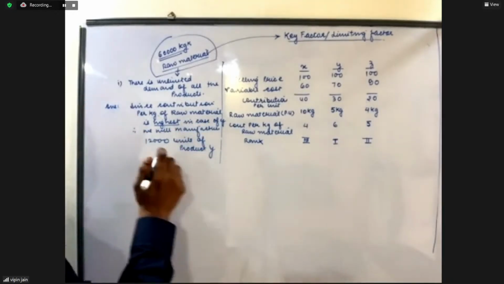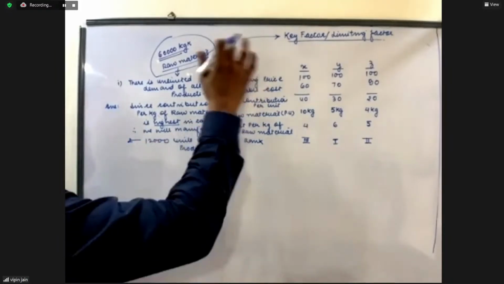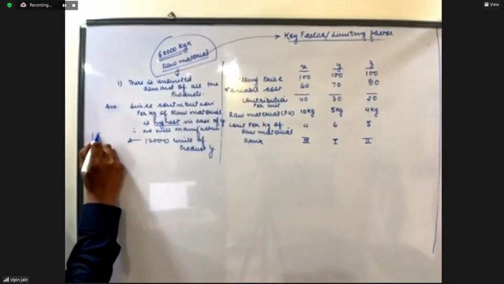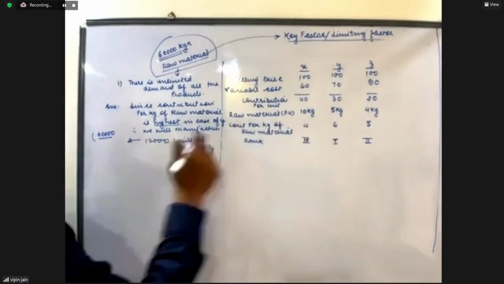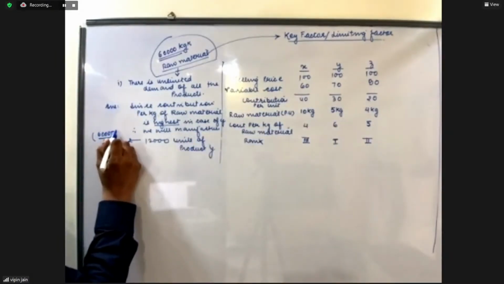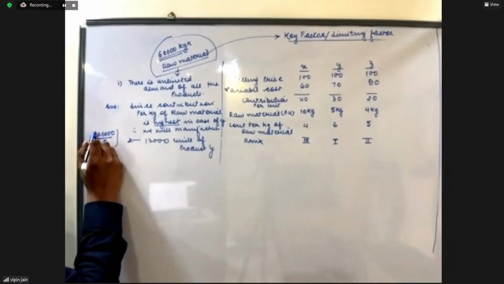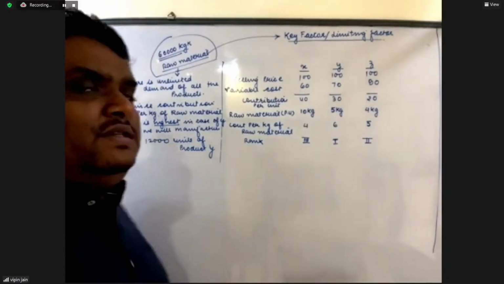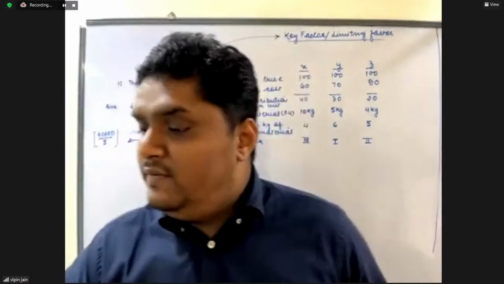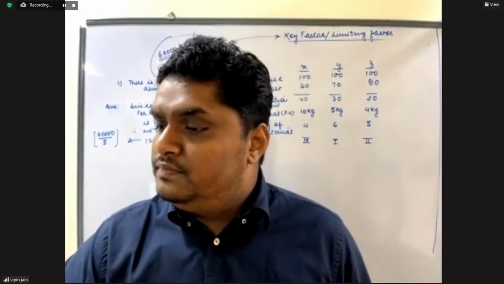How come 12,000? Very simple. Raw material available is 60,000 kgs and every unit requires 5 kgs of raw material. So we'll manufacture 12,000 units of product Y. Very good, Bhumika.